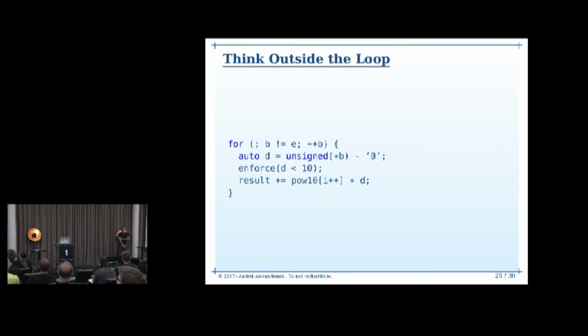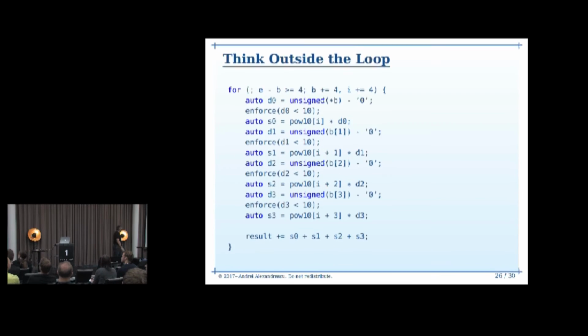So let's do one more optimization. And when I say think outside the loop, an obvious optimization that's a classic comes to mind, which would be think outside the loop. Yes? Thank you. Unrolling. So let's unroll this beast. And it gets quite a bit bulkier, but it's going to be a bit faster. So we're going to unroll the loop 4 ways.